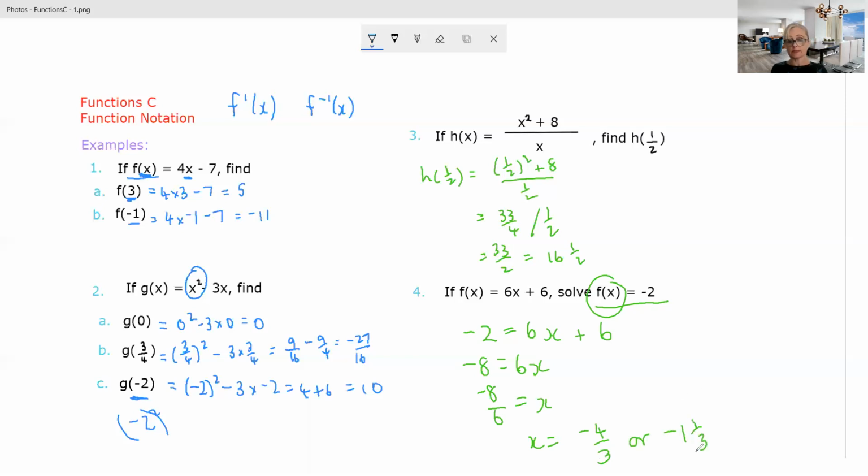It really doesn't matter. Okay, now we're going to be working with our function notation over our next few videos where we talk about functions of functions. We're going to talk about piecewise functions, and we're also going to talk about inverse functions.